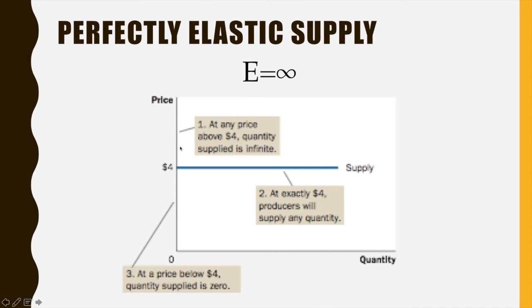And finally, if elasticity is infinity, you have a perfectly horizontal line and you have perfectly elastic supply. So no matter what, at that price, the supply is infinite. We're actually going to talk about a market where this happens when we talk about perfectly competitive markets and why producers are so willing to.